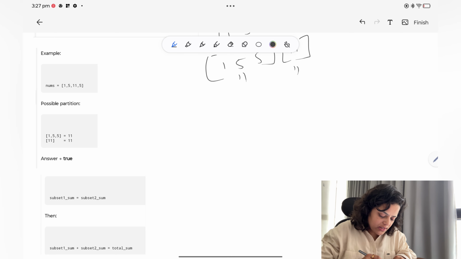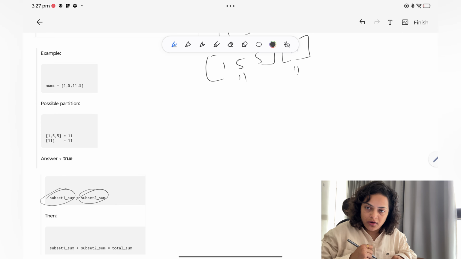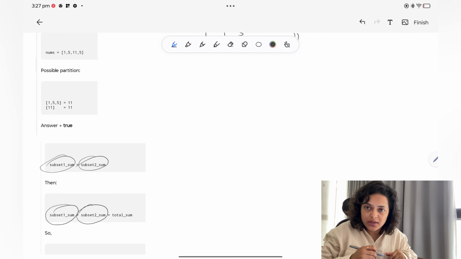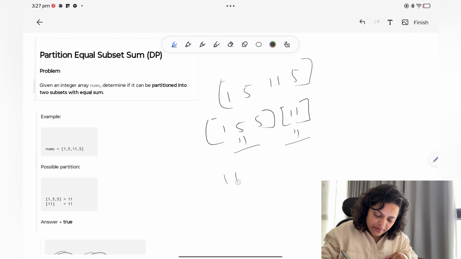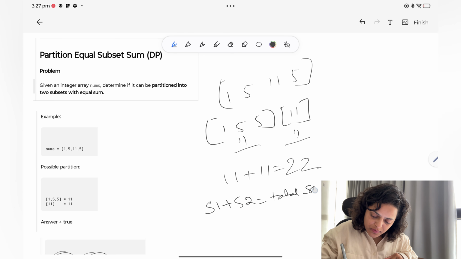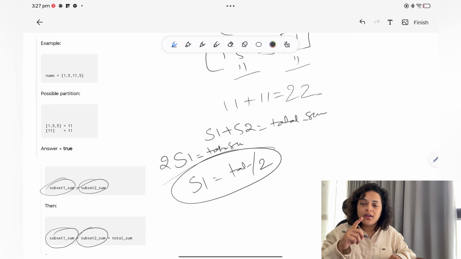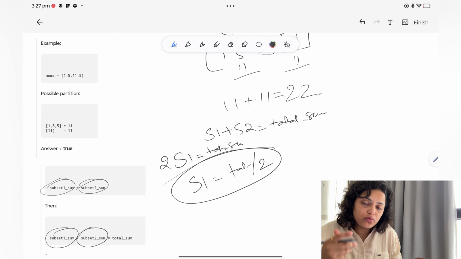How? We know that subset sum 1 is equal to subset sum 2. It means that subset sum 1 plus subset sum 2 is equivalent to the total sum. So this 11 plus 11 is equal to the total sum, which was 22. So S1 plus S2 is equivalent to the total sum of the array. Now both are equal, so you can say 2S1 equals the total sum. So S1 will be equal to total sum divided by 2. Now this becomes the target sum problem, where target is equal to total sum divided by 2.